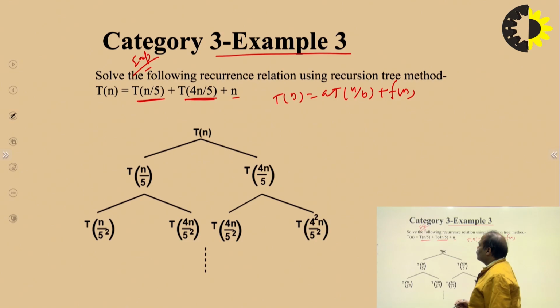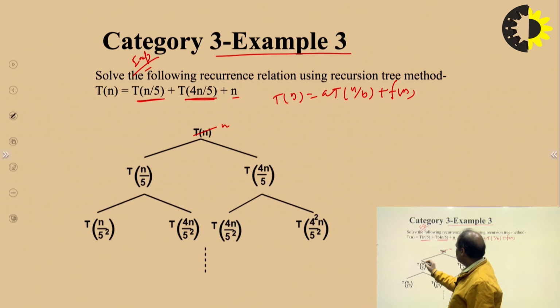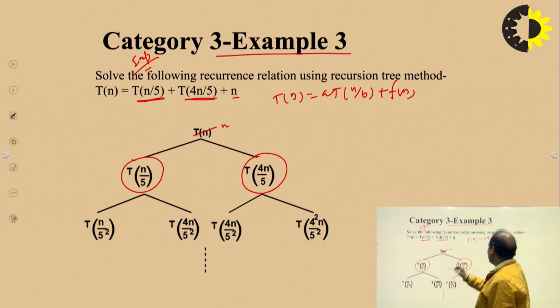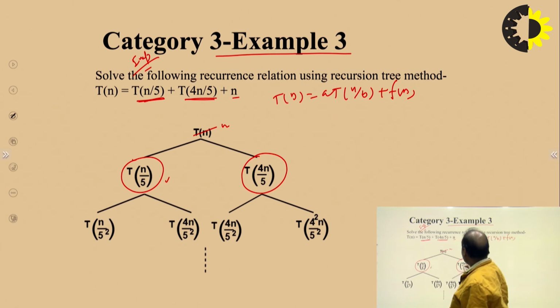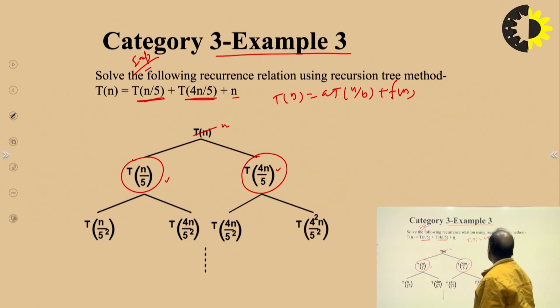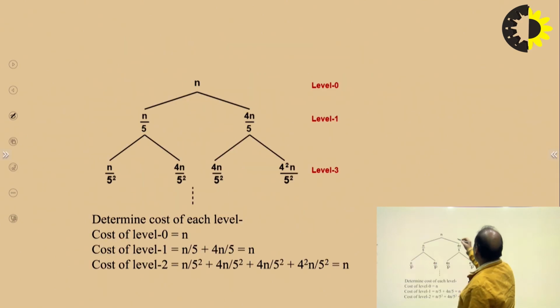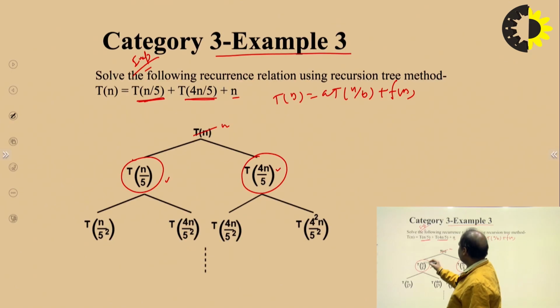Of course, if you look here, if we apply the same technique, T(n) will be here, then in place of T(n) this will be n, and T(n/5) on the left-hand side and T(4n/5) on the right-hand side. Again this can be expanded, this can be expanded. Look here, so how it is expanded. So at level 0 we have n, and then this T(n/5).